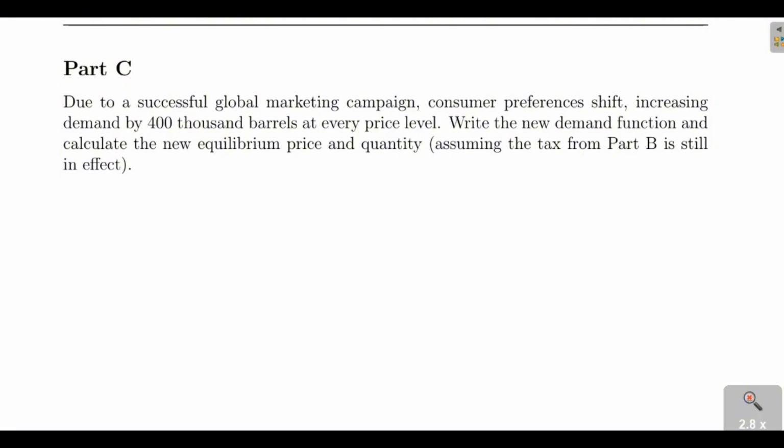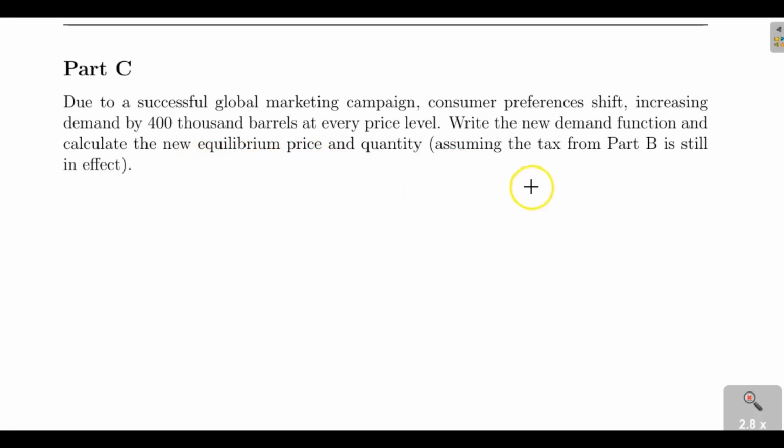Alright, let's look at the next part of the question. That is part C. Let me zoom in so that we can see. Part C says that due to a successful global marketing campaign, consumer preferences shift, increasing demand by 400,000 barrels at every price level. Now write the new demand function and calculate the new equilibrium price and quantity, assuming the tax from part B is still in effect.